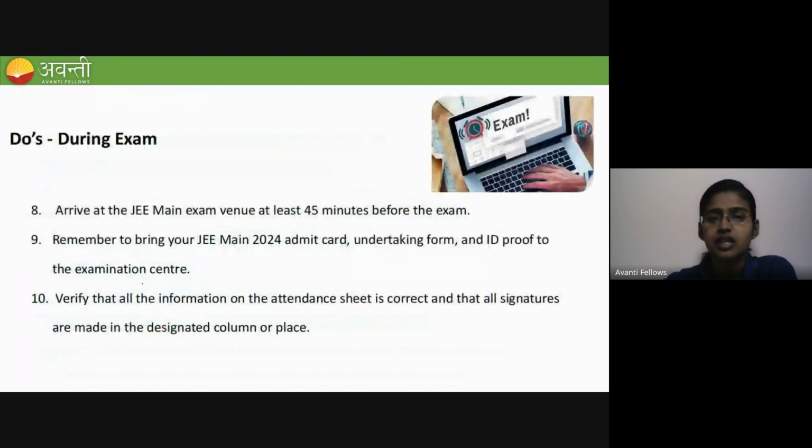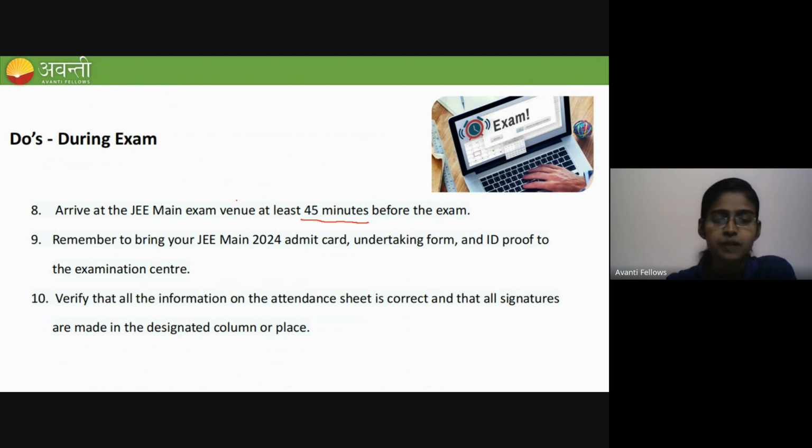And then during the exam, what you have to do: you have to reach your center at least 45 minutes before. And try to bring your JEE Main admit card, undertaking form, ID proofs, etc., to your examination center, and verify all the things that are needed and all the signatures made in the designated column. So these are the things you have to do during the exam.